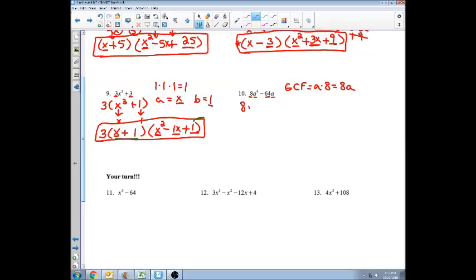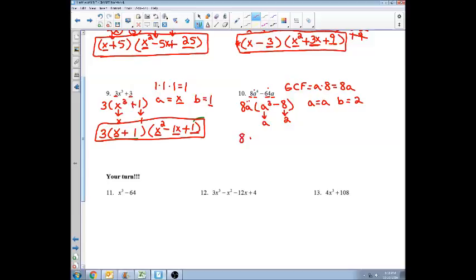If I pull out an 8a, what's 8a to the fourth divided by 8a? It's just going to be a to the third. What's negative 64a divided by 8a? It'll be negative 8. So now I do have the difference of two cubes, because the cube root of a to the third is a. The cube root of 8 is 2. So my a value is going to be a. My b value is going to be 2, right?